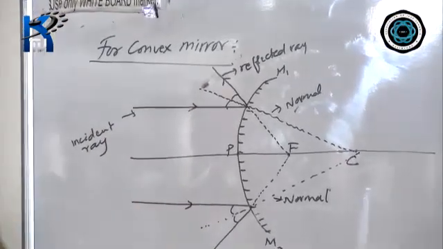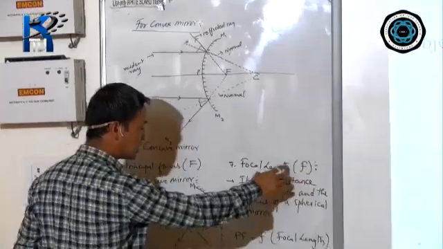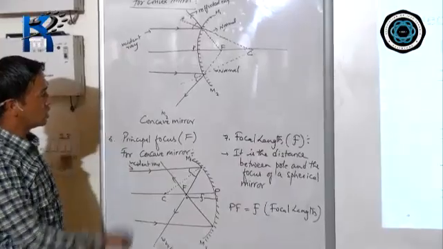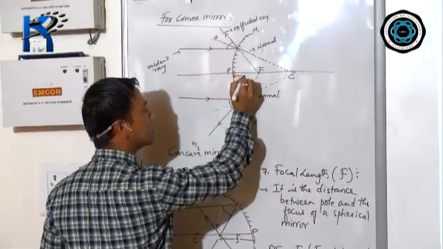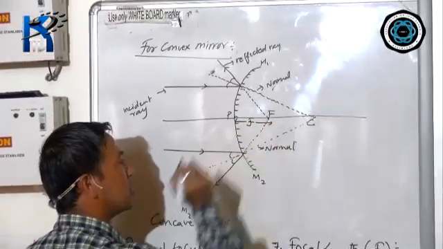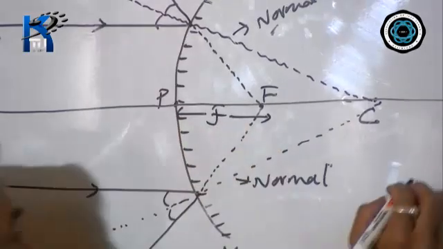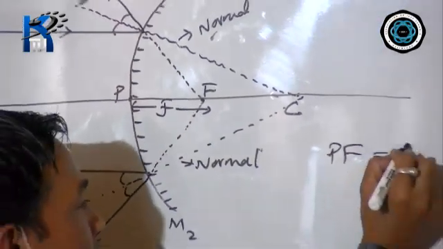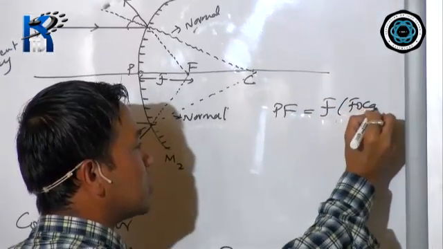Principal focus is defined for both concave and convex mirrors. Related to this principal focus, we have already defined focal length. That means focal length applies to the convex mirror as well. We can clearly see in the diagram that I can mark this distance P to F as the focal length. So PF is marked as small letter f, and that is measured as the focal length.